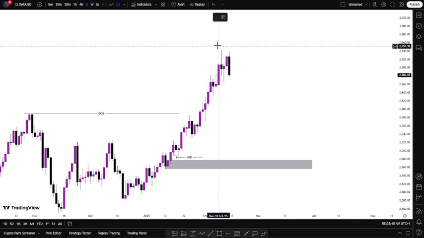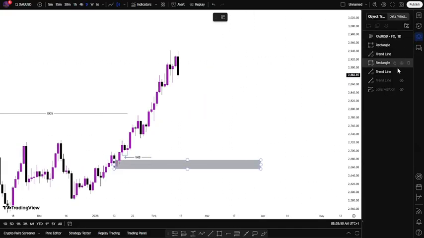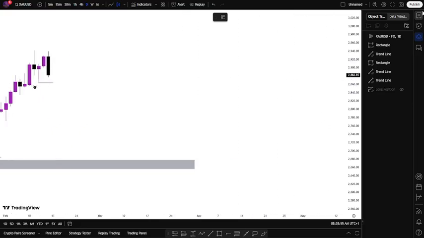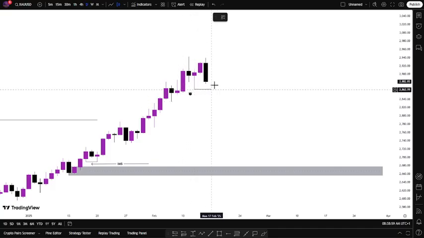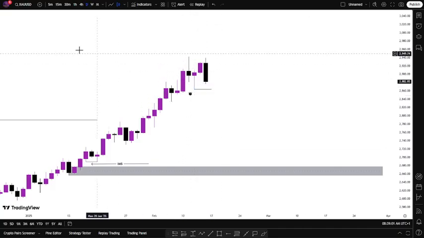So if I should do it now, I've already set my alerts on this area. I set my alert and I'm waiting patiently for it to get triggered.